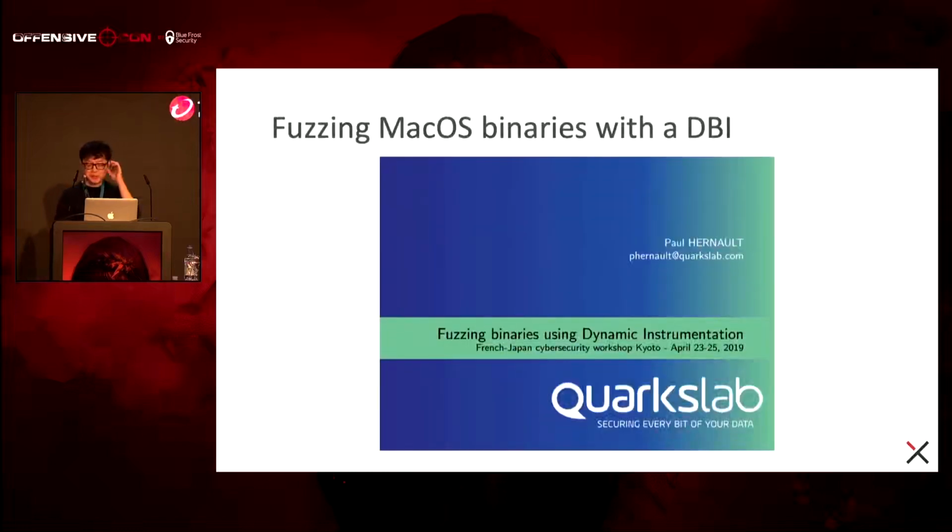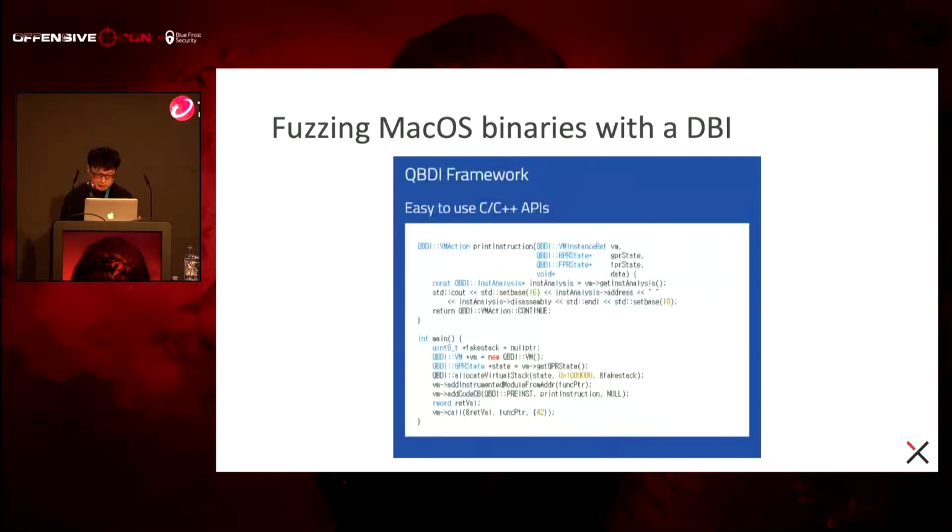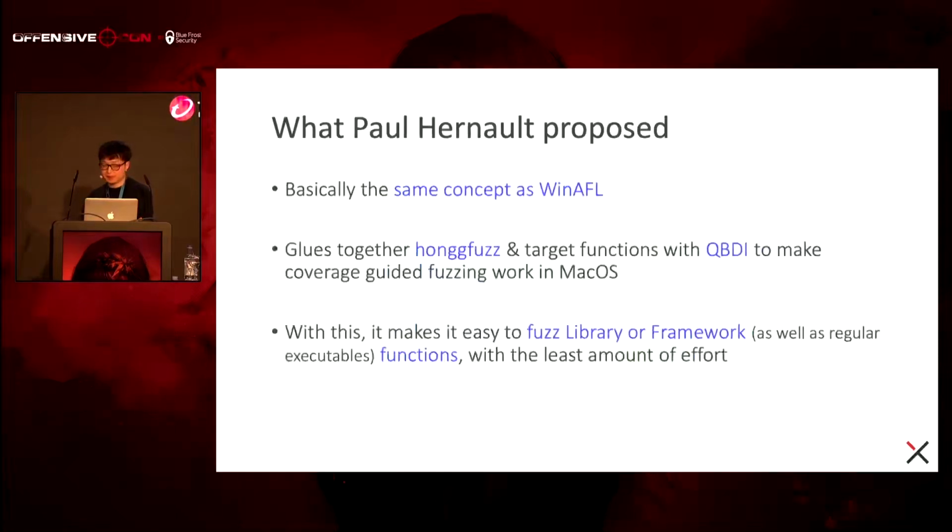There was actually some previous research done by Pierre Hernault in the past. The basic concept is he used Quarkslab's dynamic binary instrumentation framework, QBDI, to attach a coverage-guided fuzzer to closed source binaries. It works basically the same way as WinAFL. WinAFL achieves coverage-guided fuzzing by inserting callbacks in every basic block using the DynamoRIO framework, while writing to the feedback bitmap in all of those basic block callbacks.